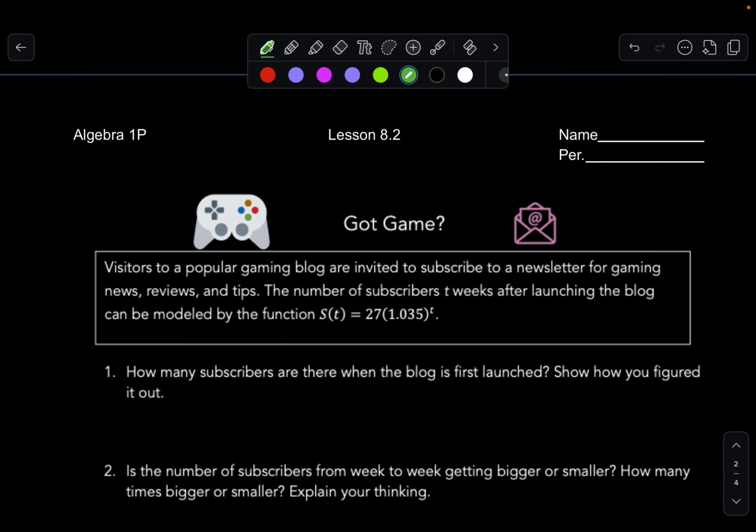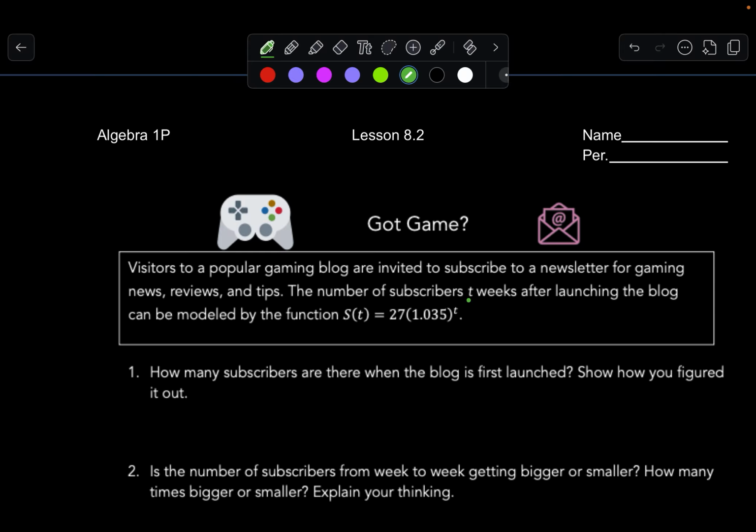So here it is. Visitors to a popular gaming blog are invited to subscribe to a newsletter for gaming news, reviews, and tips. The number of subscribers, T weeks after launching the blog, can be modeled by the function S of T equals 27 times 1.035 to the T power. You've got to know what T is in terms of: it's in terms of weeks. The first question is, how many subscribers are there when the blog is first launched? Show how you figured it out.